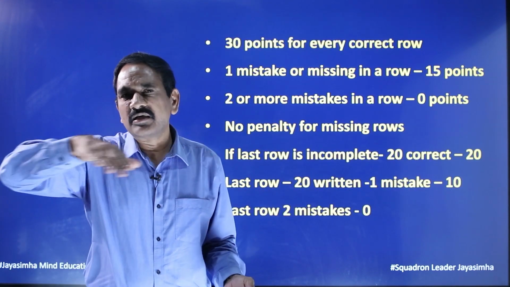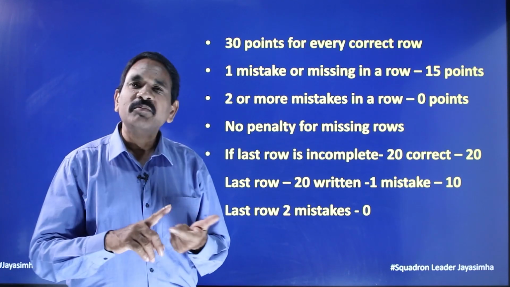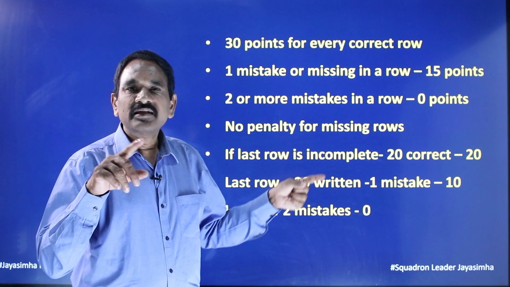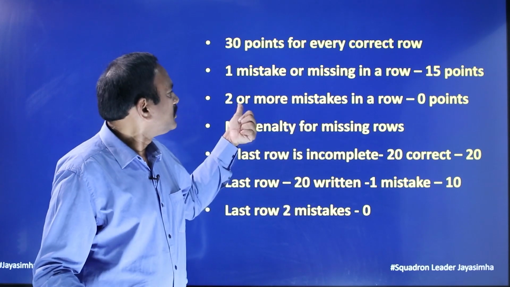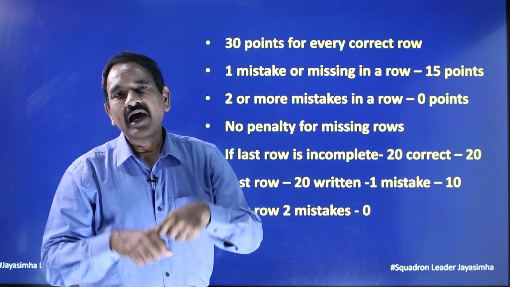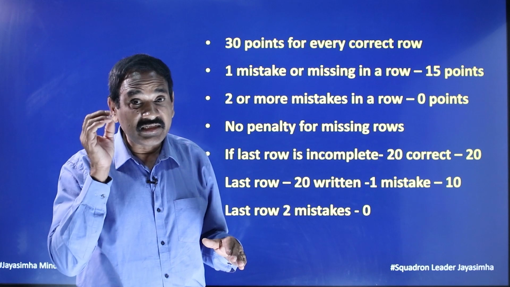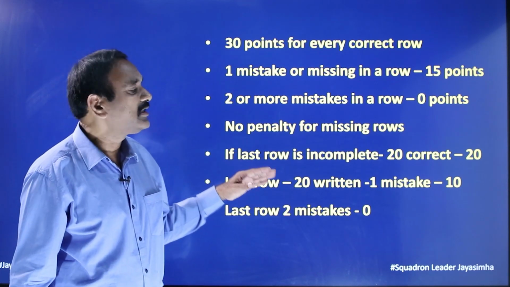One correct row, the entire row is correct, you will get 30 points. One mistake or one missing in a row, you will get 30 by 2, that is 15. Two or more mistakes in a row, or one mistake and one missing, or two missing, you will get 0 for the entire row. Remember, this is very critical. No penalty for a missing row.